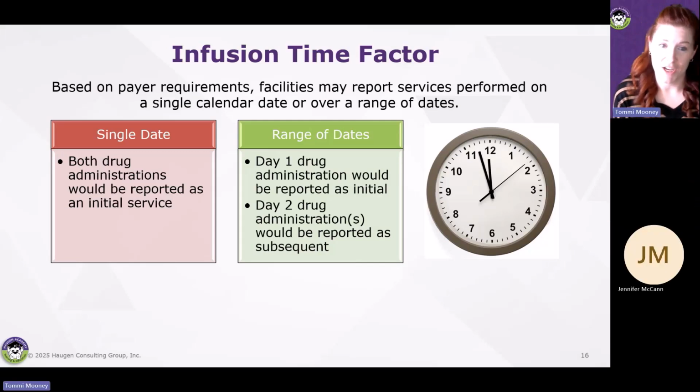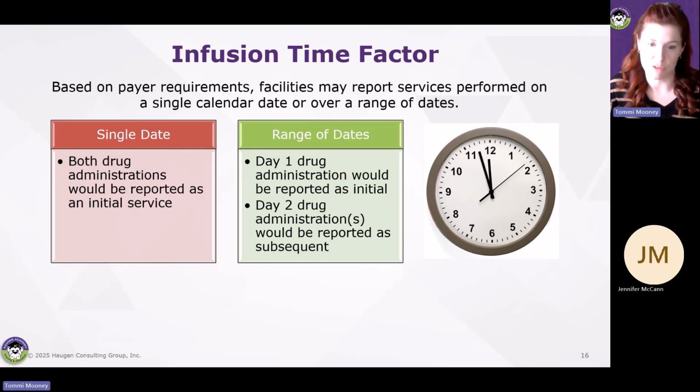Okay, so based on payer requirements, hospital outpatient reporting may represent services performed within either a given 24-hour period, which would be a single calendar date, or over a range of dates. An example is the use of another initial IV push code, that 96374, in the event another separately prepared IV push was performed prior to and beyond midnight of a calendar date for which both administrations would be reported as an initial service with that 96374. This is what we call single date reporting.